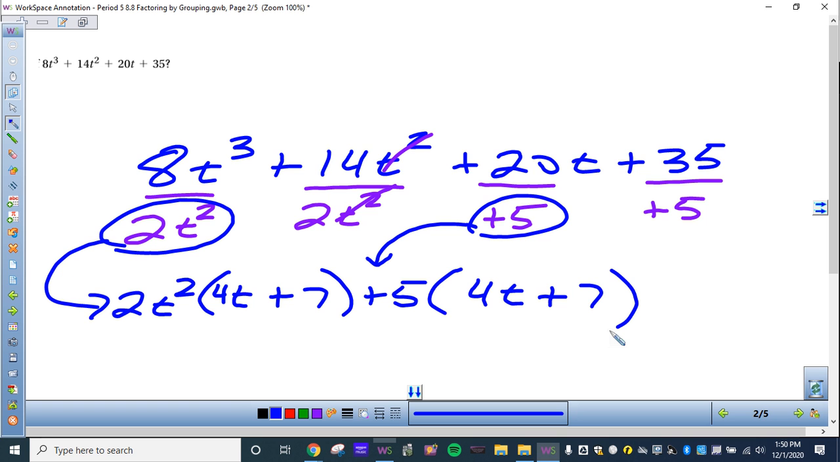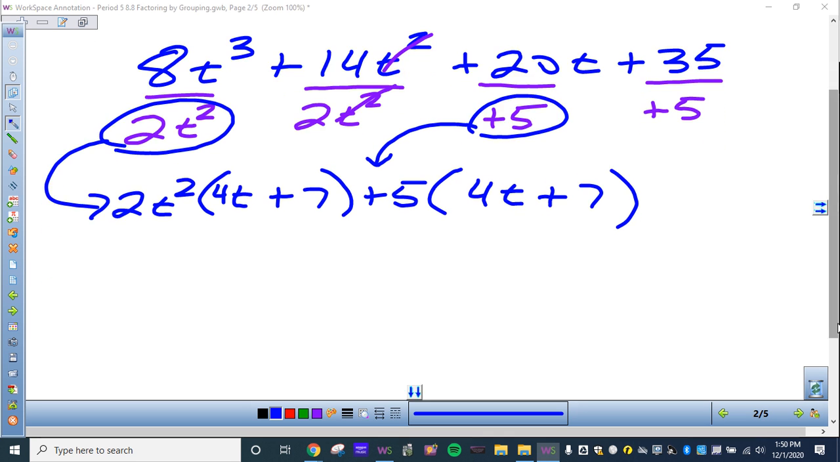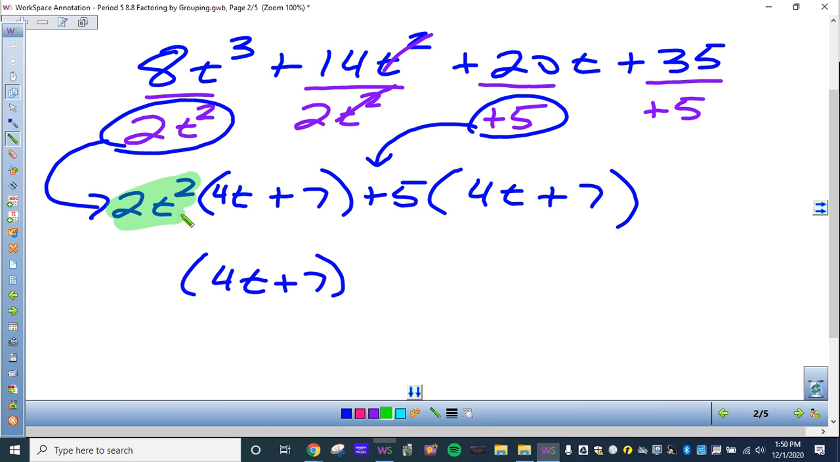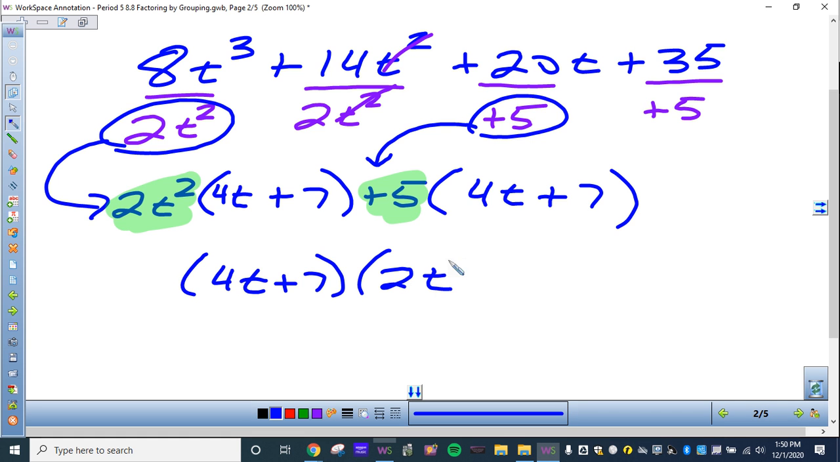And then this is where I'm not going to show that step of dividing out the 4t plus 7. I'm just going to go ahead and write it one time. And then I'm going to take what I have left, the 2t squared and the 5, and that makes up my second parenthesis. Okay?